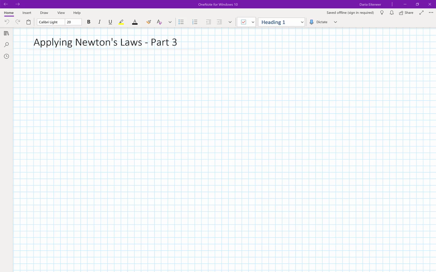Continuing our conversation about Newton's laws and forces, I'd like to go over a couple other types of forces that we have not discussed yet, and also I want to do a more involved example that has both an inclined plane and a pulley. So let's actually start with that.